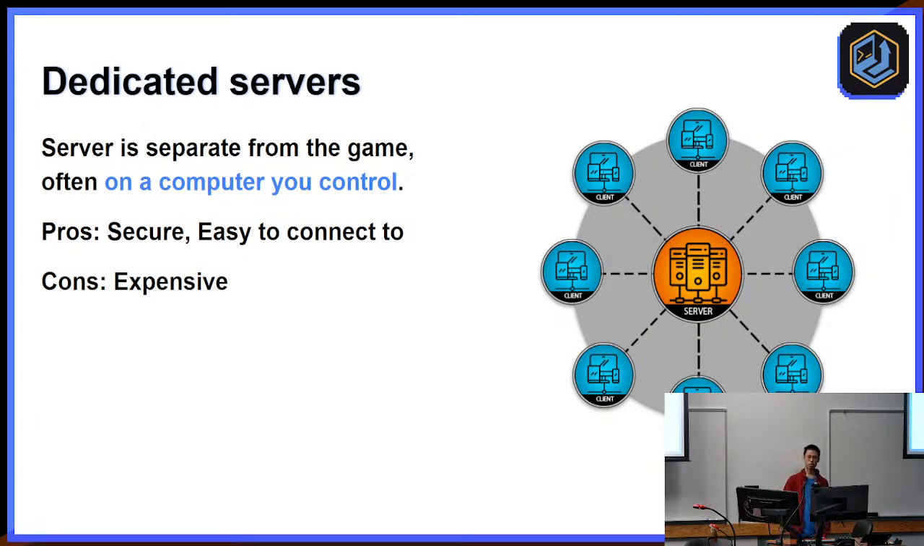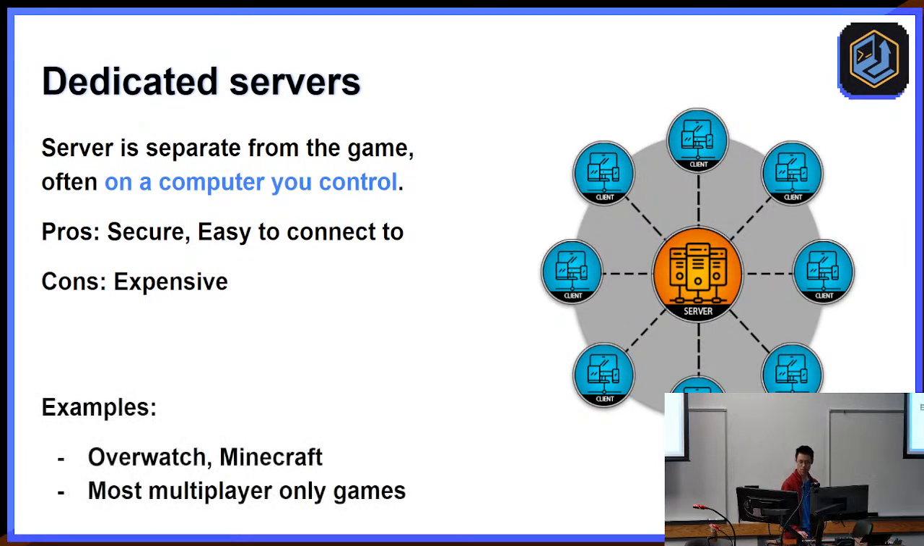It is secure because it's on a computer that you control. It is easy to connect to for the same reason, but also because you have control over the firewall and all the security settings, so you can open the ports and everything. You also know the IP of the server that you control. The issue is that you need a server. That usually means that you have to go on AWS or buy a server somewhere, and that's expensive. Some examples of network games that use dedicated servers are Overwatch and Minecraft. And most multiplayer-only games use dedicated servers.